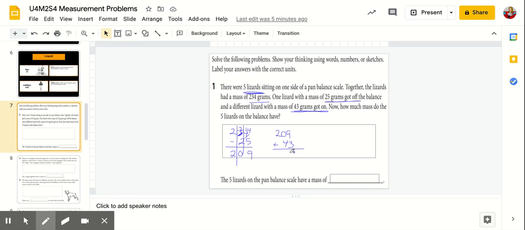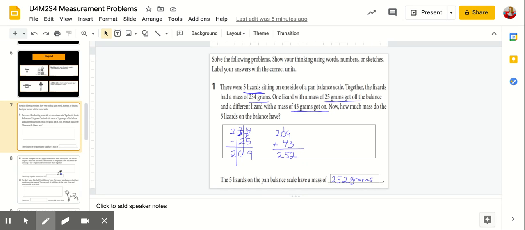9 plus 3 is 12. I'm going to give the 2 in the ones column, but I have 10 more, so I have to put that extra 10 in the tens column. 1 plus 0 plus 4 is 5. And then 2 plus 0. So we ended up with 252 grams. Grams is a measure of mass.